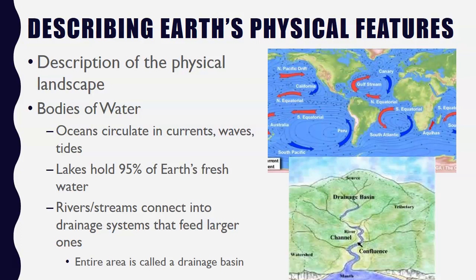Rivers and streams connect into drainage systems that feed larger ones, which is just moving water to or from larger bodies of water. These drainage systems usually work like branches of a tree, with small branches we call tributaries feeding larger and larger ones. An area drained by a major river and its tributaries is called a drainage basin.